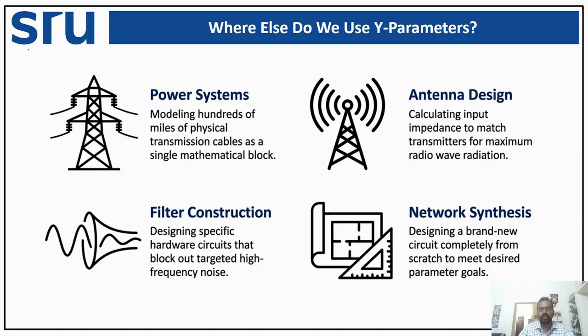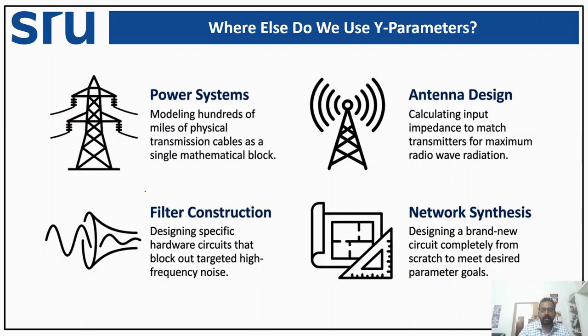Another major application of the Y parameters is network synthesis. In network synthesis, the engineer tries to design a circuit that produces a desired electrical response, such as a specific impedance, admittance, or frequency characteristics. So admittance functions are often easier to manipulate mathematically when designing passive filters.